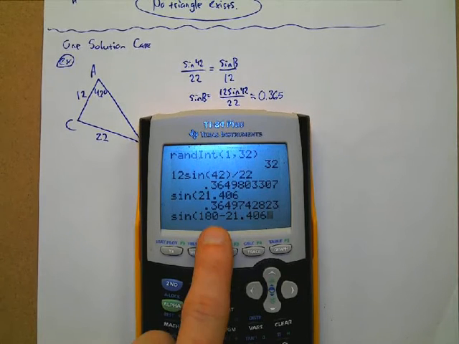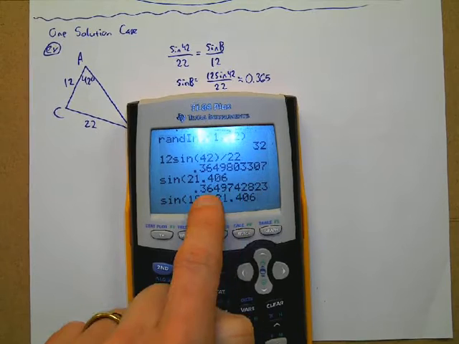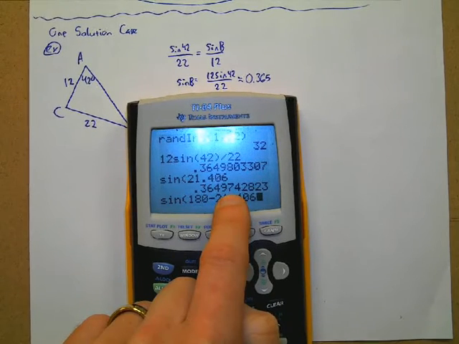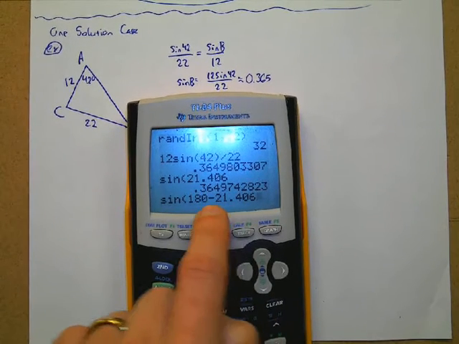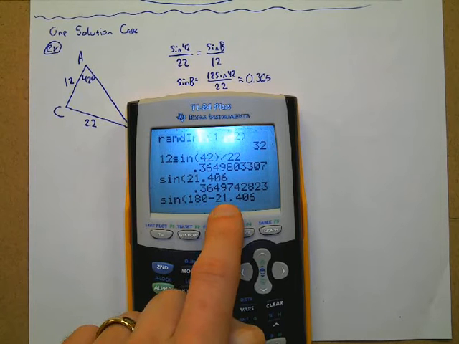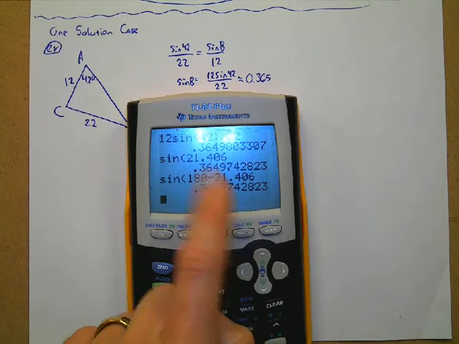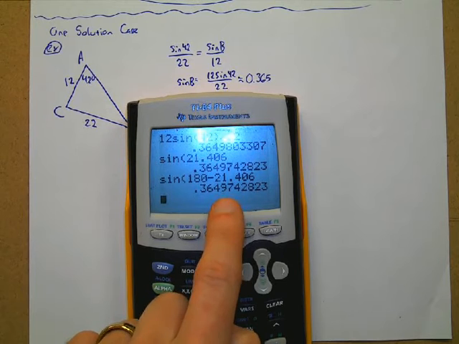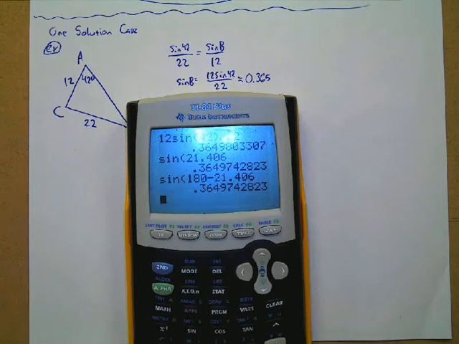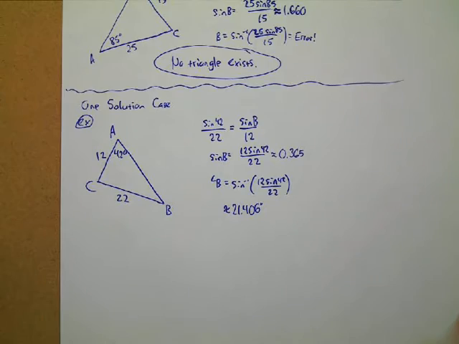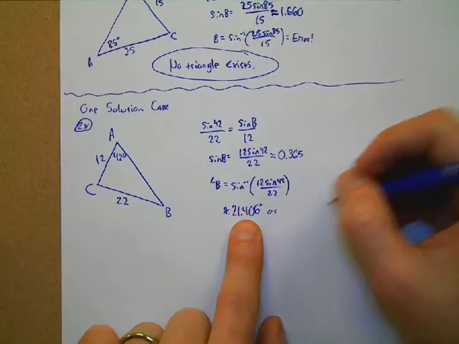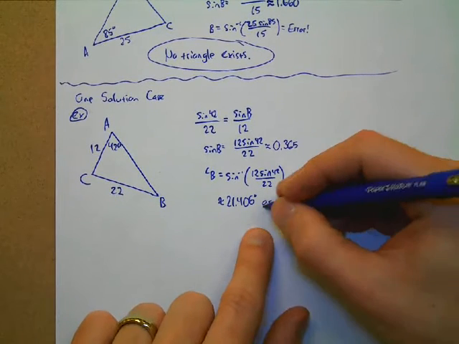0.364974283, right? But if I do the supplement, so 180 minus 21.406, that also is equal to the same exact decimal that we were shooting for up here, the 0.365. Okay? So that's why in this case we have to consider the possibility for two triangles. What is 180 minus 21.406? We saw that earlier, right? It was 158.594. So in addition to this angle, we have 180 degrees minus the 21.406 degrees, which is 158.